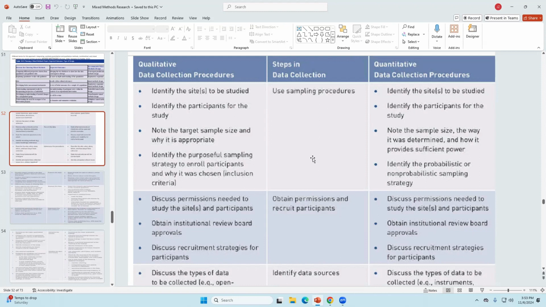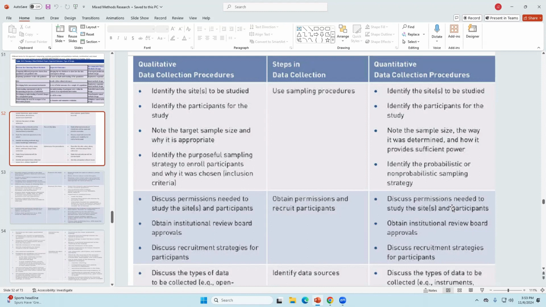And after your sampling procedure is identified, what do you do? You obtain permission and you recruit participants. Once you identify the sampling strategies, you identify your people. You ask for permission, you do the institutional review board, IRB, and you discuss how you recruit those people, how you will go through, either you will do snowball, or you will go through a gatekeeper, how you will go through, in qualitative.